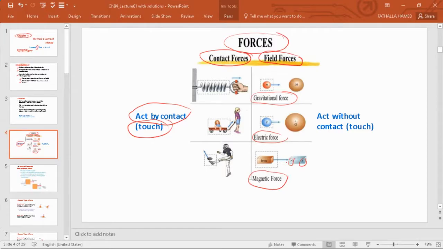So these are field forces and contact forces. In your daily experience, you deal with contact forces a lot, and you can see the effect of gravity, which is a field force, on a daily basis. Is this clear? Any questions on this? So these are two kinds of forces that we can deal with.